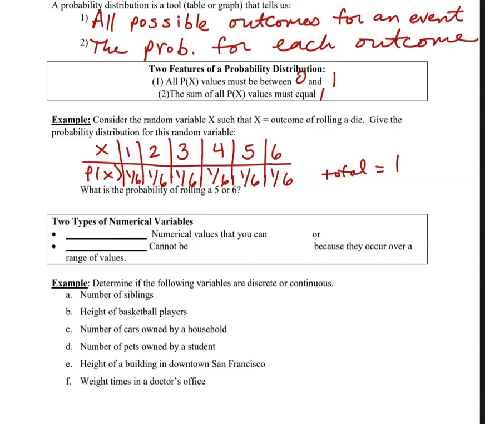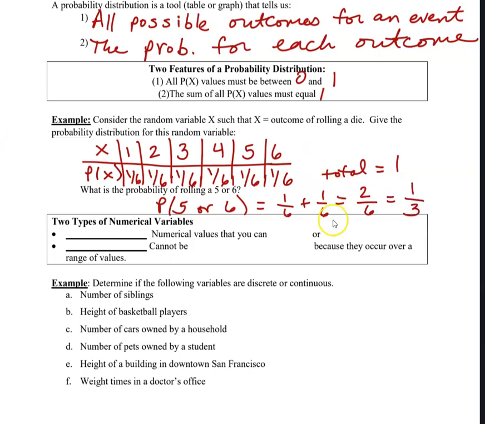What is the probability of rolling a 5 or a 6? Those are mutually exclusive events. So the probability of rolling a 5 or a 6, I can simply add up those two individual probabilities and I get 2 out of 6, or of course 1/3 if you want to reduce it.